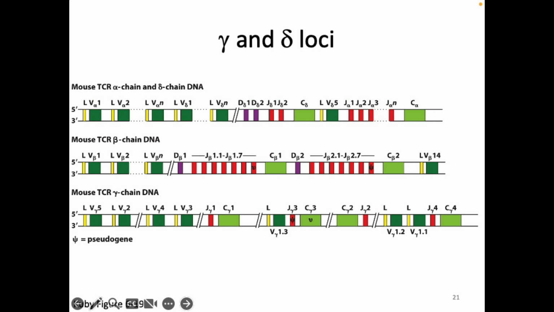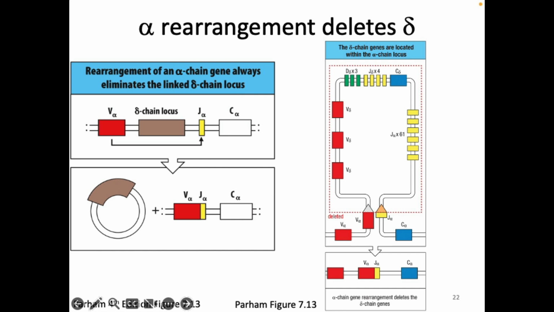You cut out delta. You can see that here as well, that the entire delta locus is in between the V's and the J's of alpha. And so if a cell does rearrangement of its alpha chain, it actually deletes and throws out the DNA for the delta chain. This is from an older version of your textbook. This is from the current version, where you can see all of the intervening DNA that includes all of delta gets deleted.